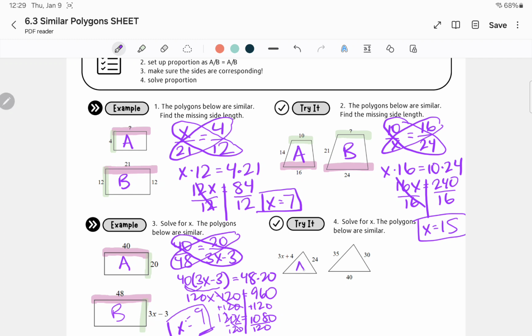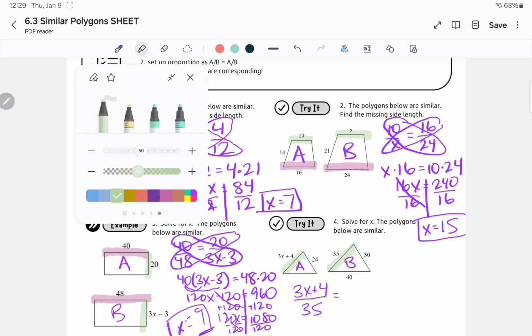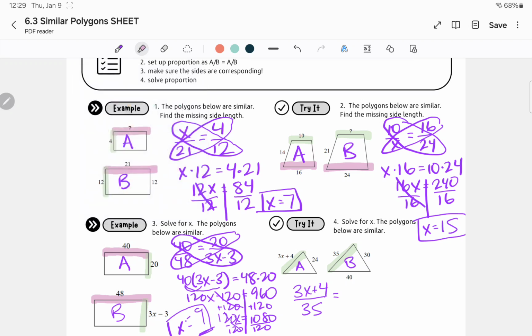All right. So I'm going to label A and B. And let's start with this side right here. That corresponds with this one. So it's going to be, let's write it over here, 3x plus 4 over 35 equals. And then my other side here.